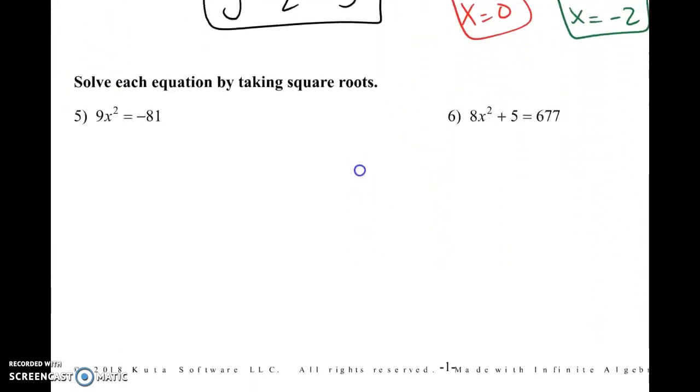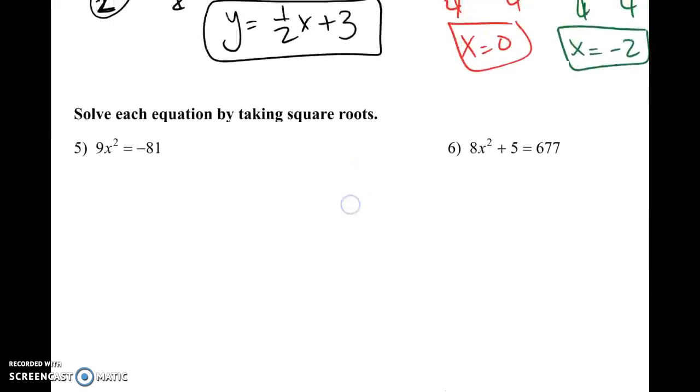Alright, with number 5 and 6, it actually tells us what to do. It says solve by taking the square roots. So if we recall, taking the square roots means that we need our squared expression by itself. So right now I have a 9x squared. That 9 is preventing that x squared from being by itself. So I'm going to divide by 9. So I get x squared equals -9. Right? -81 divided by 9 is -9.